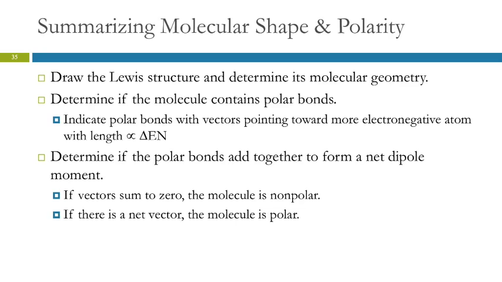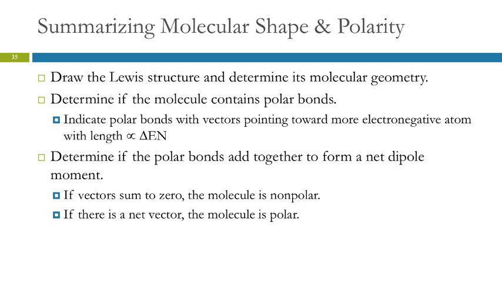So how do we identify the shape of a molecule and its polarity? First we start with the Lewis structure. We determine the molecular geometry. Then we're going to look and see, are there polar bonds? If there are no polar bonds, then it's simple. The molecule is nonpolar. Frequently, though, there are polar bonds.